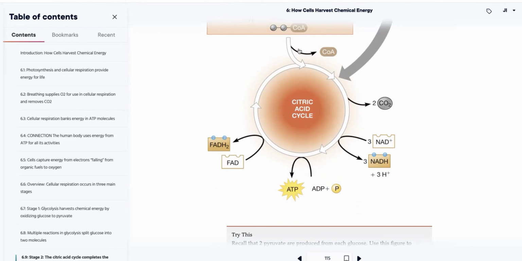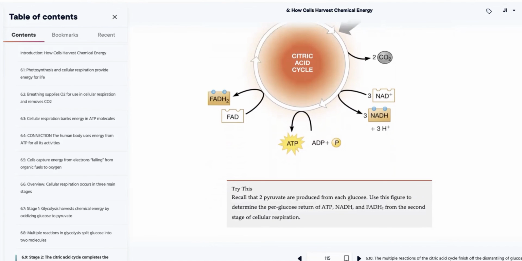I think I made a mistake. In the previous drawing, I think I gave you a total of 4 NADHs. I guess it should have been 6.